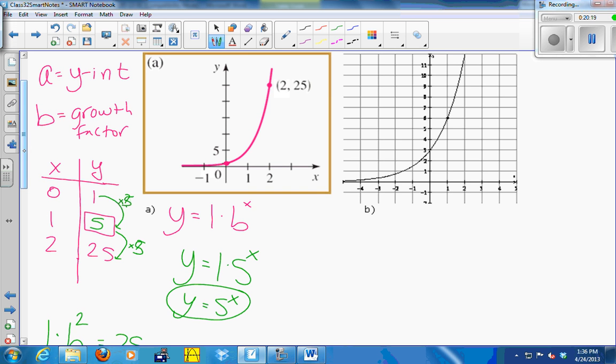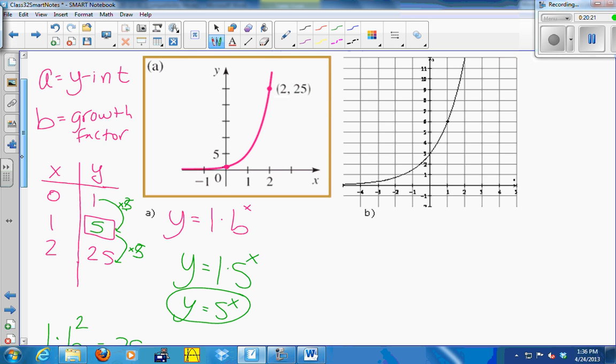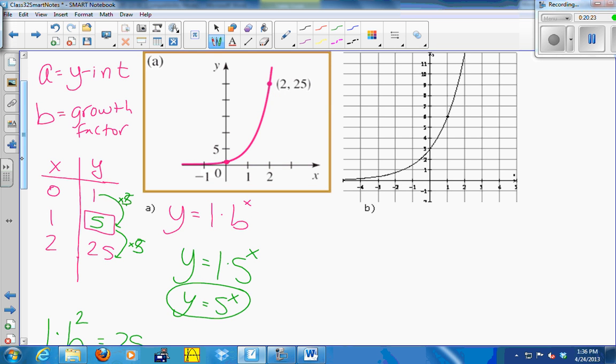Because that's the y-intercept, yep. Yeah, so here I'm going to write down a times b to the x, right? That's always your general form for exponential. Here I'm going to replace the a with a 3 because that's my y-intercept. And then I just have to figure out what b is. What do you multiply by?